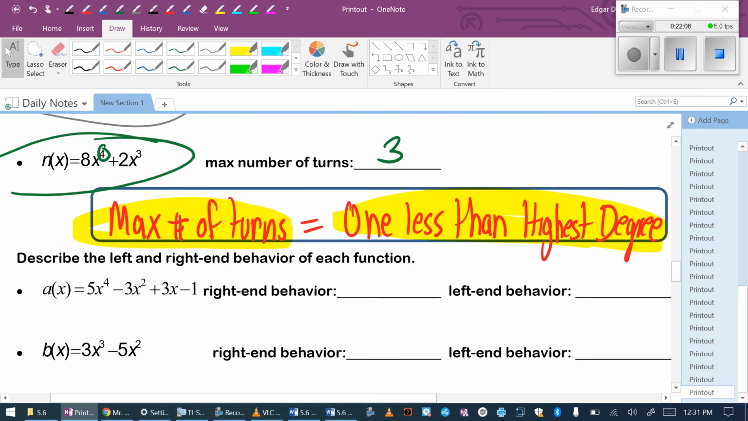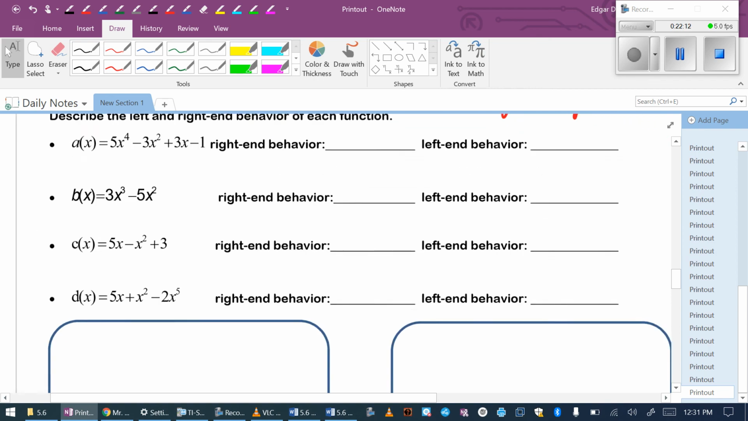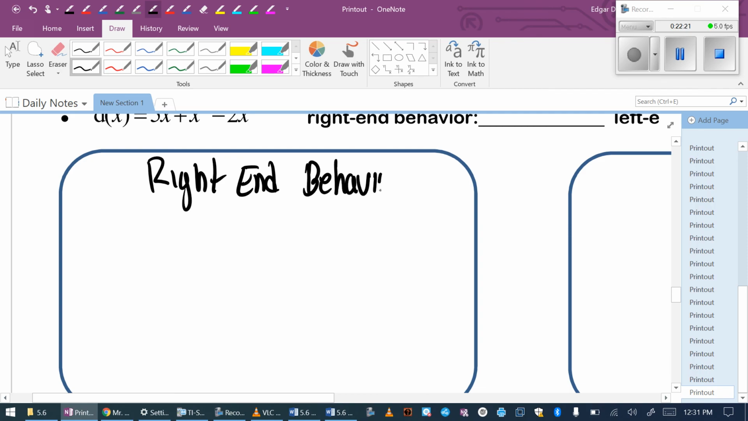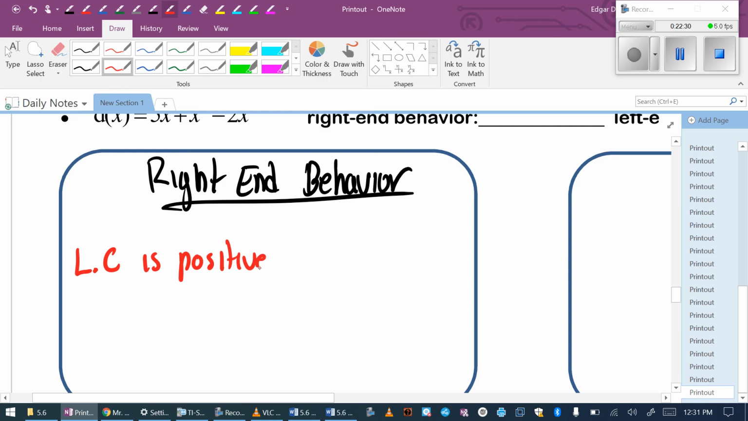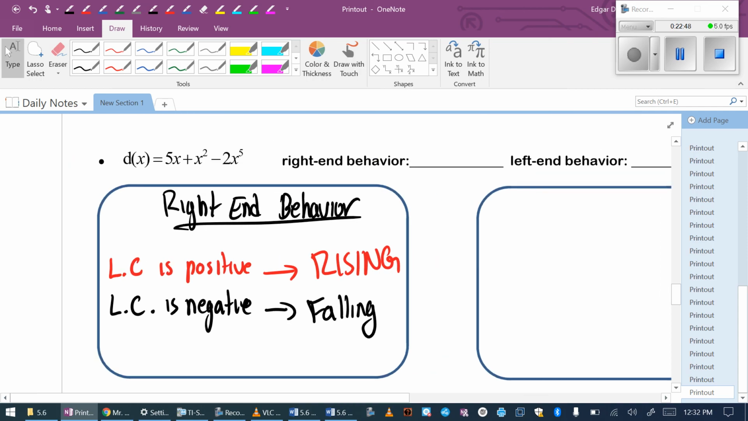Okay? Next one. Describe the left end behavior and the right end behavior of each function. Well, let's summarize, guys. Right end behavior. What do we know about the right end behavior? Well, we know that if the leading coefficient is positive, my graph is going to be rising on the right. I also know that if my leading coefficient is negative, my right end behavior is going to be falling on the right. So let's go ahead and do all the right end behaviors first.